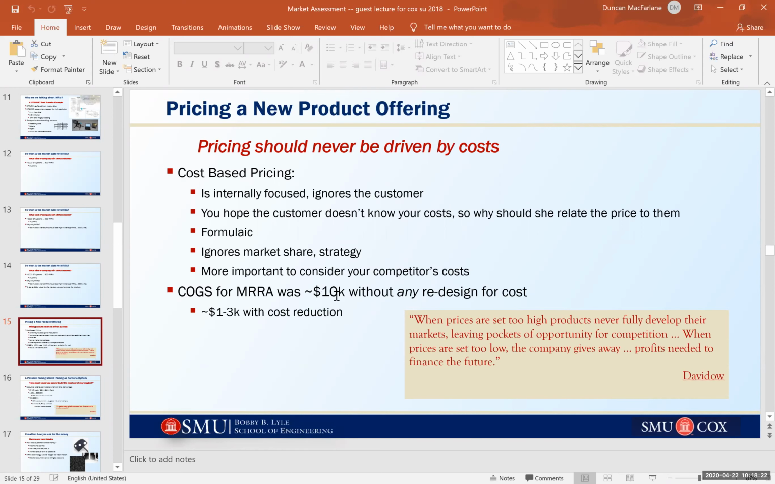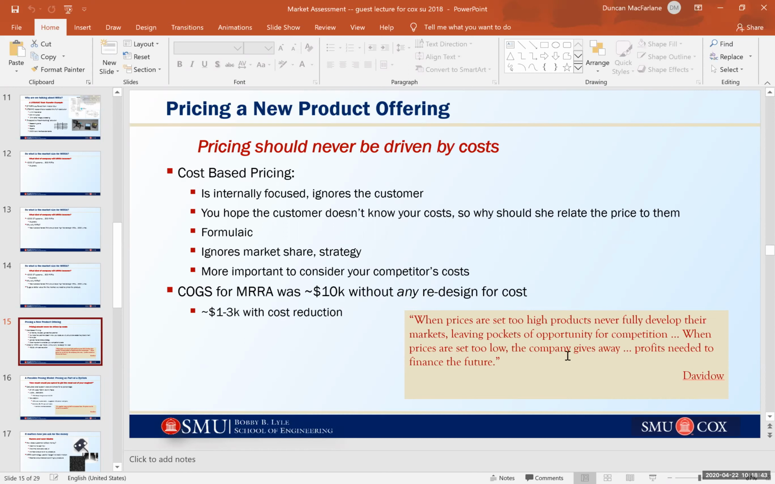Our cost for this was $10,000 without any redesign for cost. And if we did want to invest engineering effort, and that's a risk, we could potentially design it down to about a tenth or a third of that.